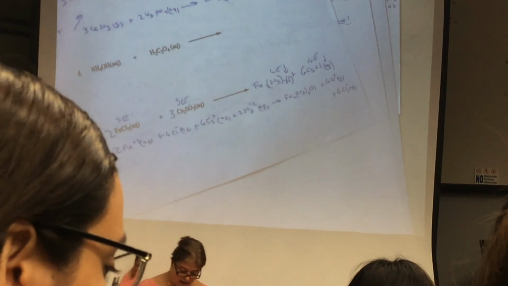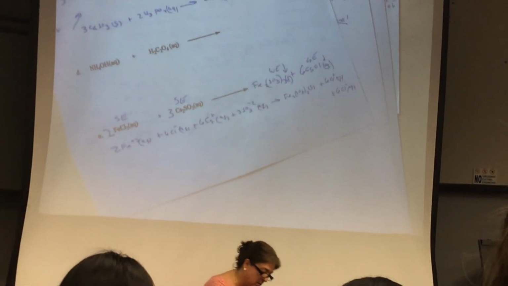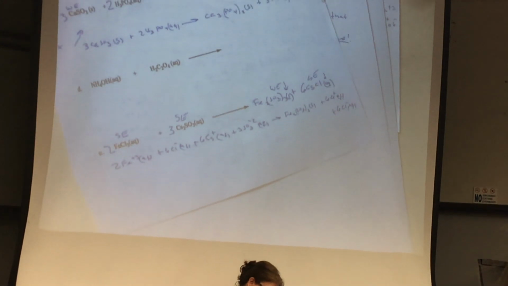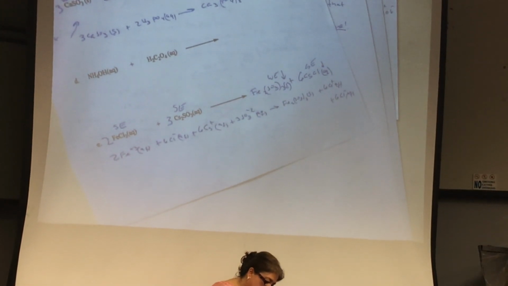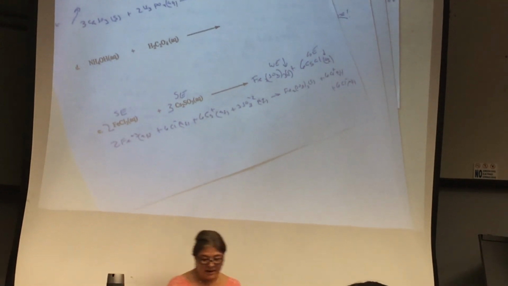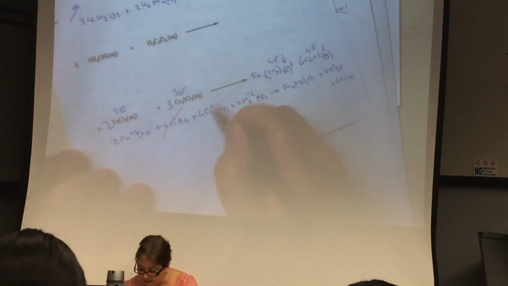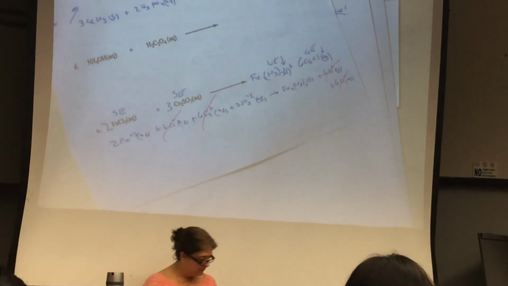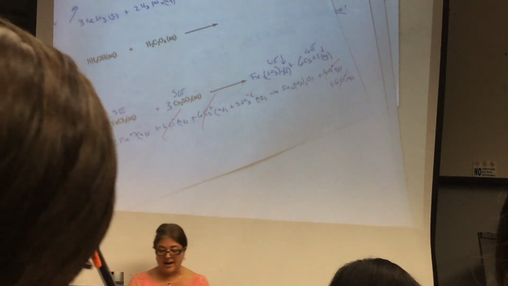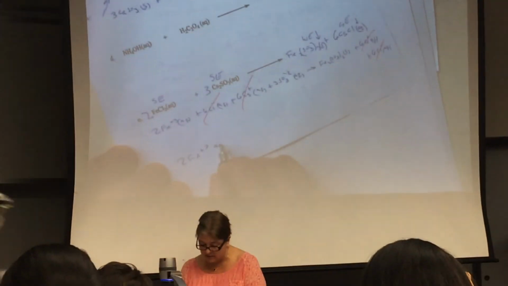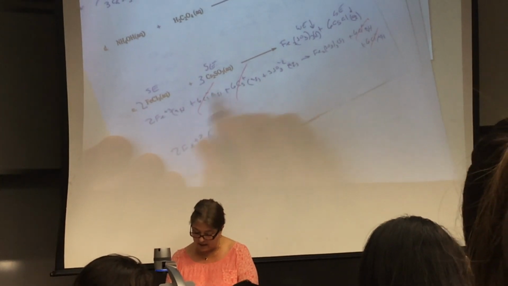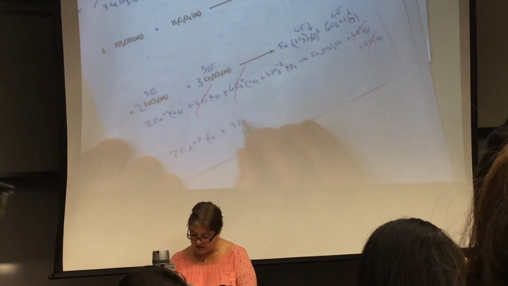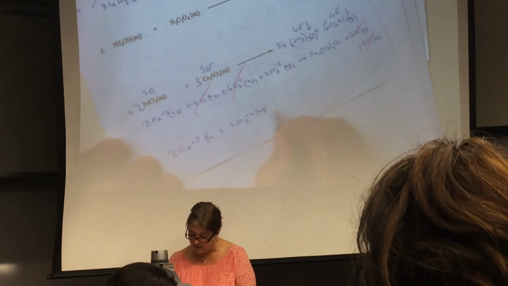Do I break apart anything else? No, I did it already. And now what do I do? Then cancel out what? What are they called? Spectator ions. Do I have any spectator ions? Yes, I do. Cesiums and chlorides. So when I rewrite for the net ionic equation, what do you got? 2 Fe3+ aqueous. Shh, guys, settle down. Plus, I cancel these two. 3 SO3 2- aqueous. So give me what?